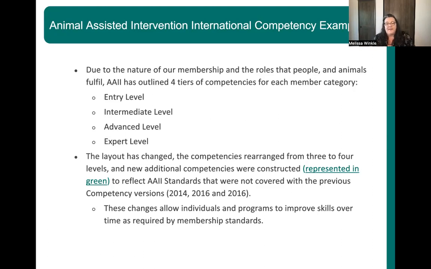So these changes allow individuals and programs to improve their skills over time as required by Animal Assisted Intervention International standards. And so it means that you're never done learning. You are always trying to better yourself, better the lives of your animals and how they experience the sessions, et cetera, et cetera. So let's take a look.